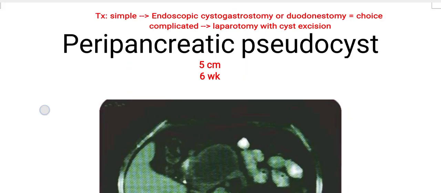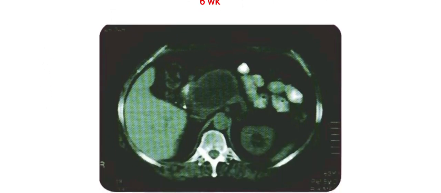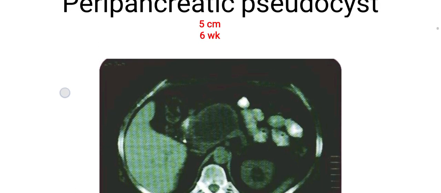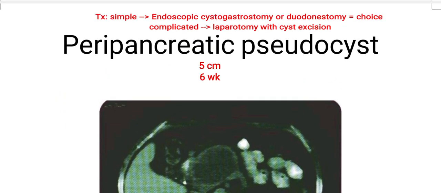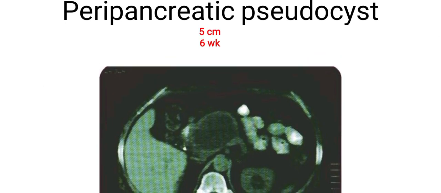Here you can see the peripancreatic pseudocyst. This is the CT scan of the abdomen for the diagnosis of pancreatic pseudocyst. If it is a simple cyst, then endoscopic gastrostomy or duodenostomy should be done, and if it is complicated, then laparotomy with cyst excision. So this is the case of peripancreatic pseudocyst.